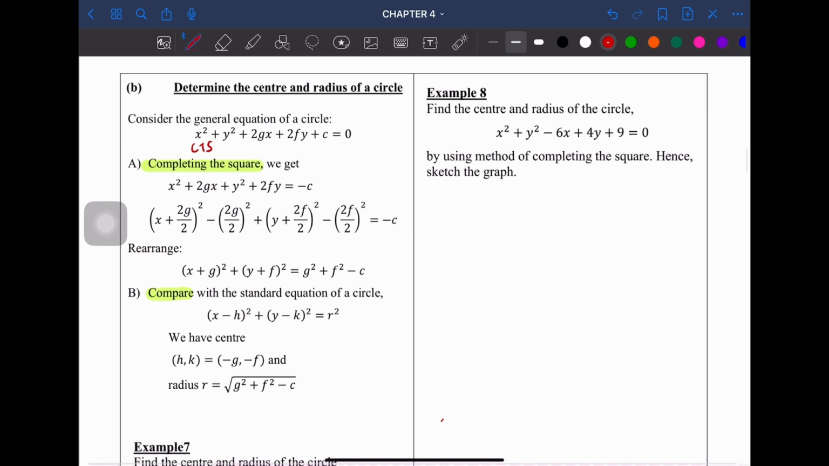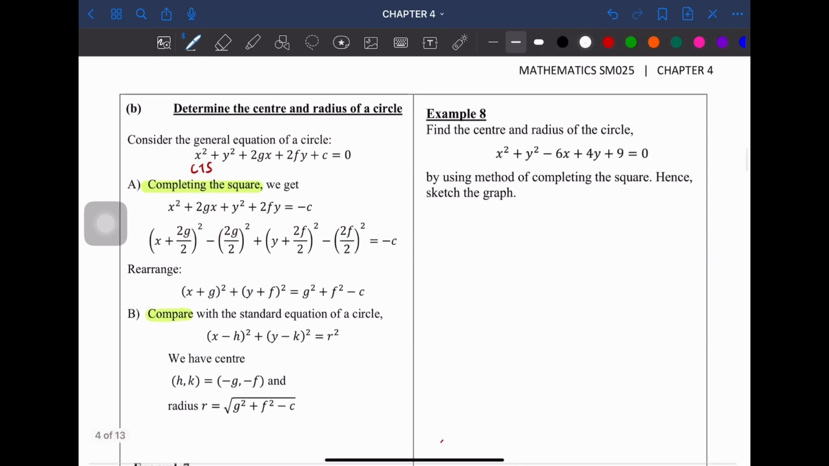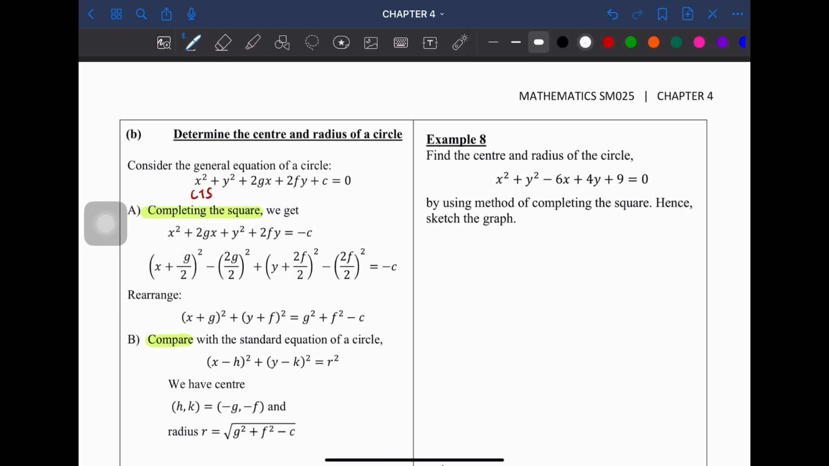But before that, notice that the completing the square formula in your note is wrong, because there should be no 2 at the front of the G and also no 2 at the front of the F. So please cancel the 2 in front and edit your note.